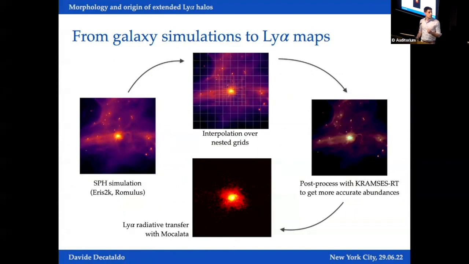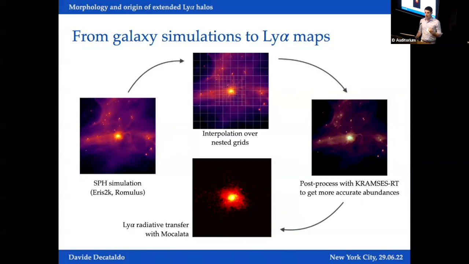And to do this without losing information, we opt for a nested grid. In this way, we don't lose information in the central region, which is the most dense and the most interesting, having a very high resolution in the central part. After this, we post-process with Ramses RT, which is how I named my version of Ramses RT, with the implementation of a chemical network with Krome.